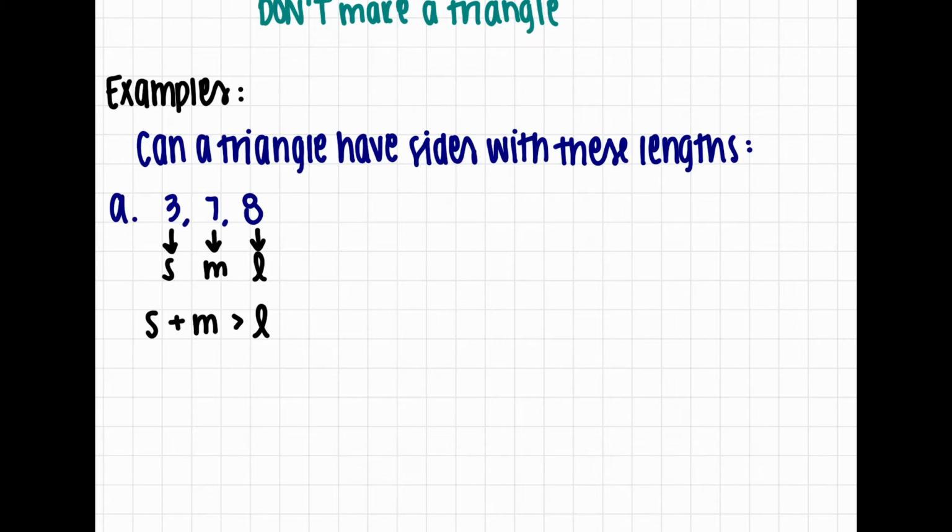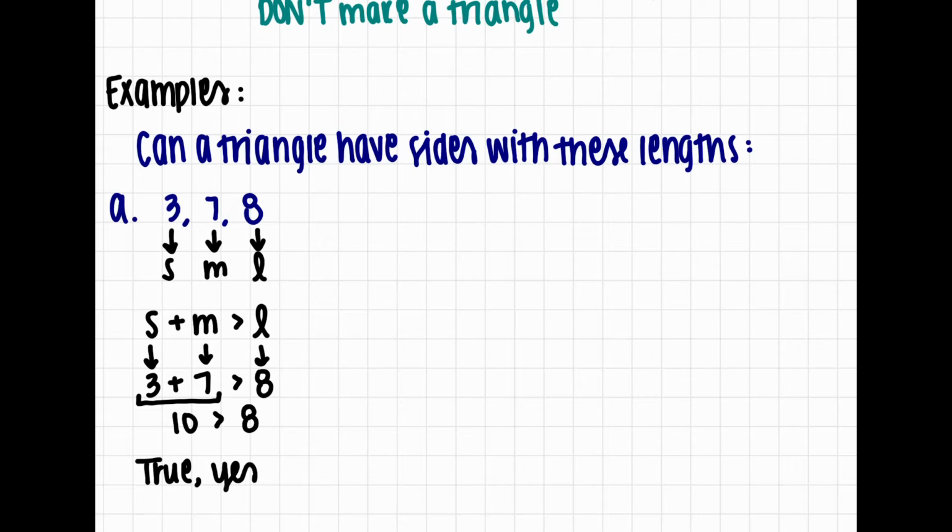So since I've already labeled those numbers, I'm going to fill in these letters with what I labeled. So the S, the smallest side, was 3, plus our middle side, which is 7, is greater than our largest side, 8. This is just filling it in. Now I need to know, what is 3 plus 7? That gives me 10. I still have the greater sign and then 8. So once you have a number on each side, you ask yourself, is 10 greater than 8? In this case, it is. This is true. So that means that yes, these three numbers could make a triangle.